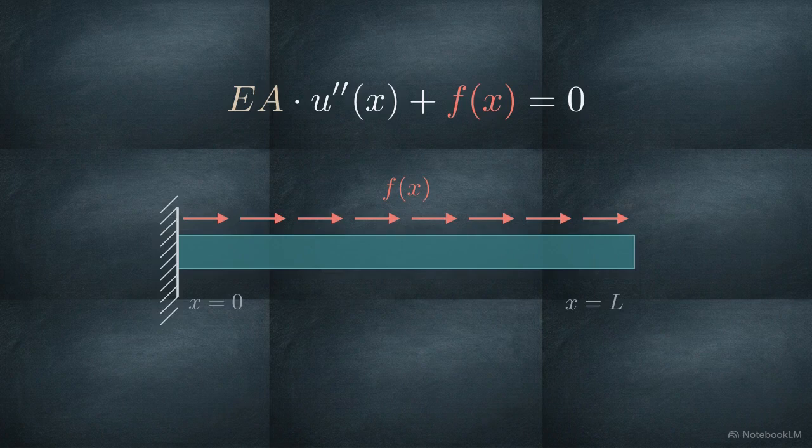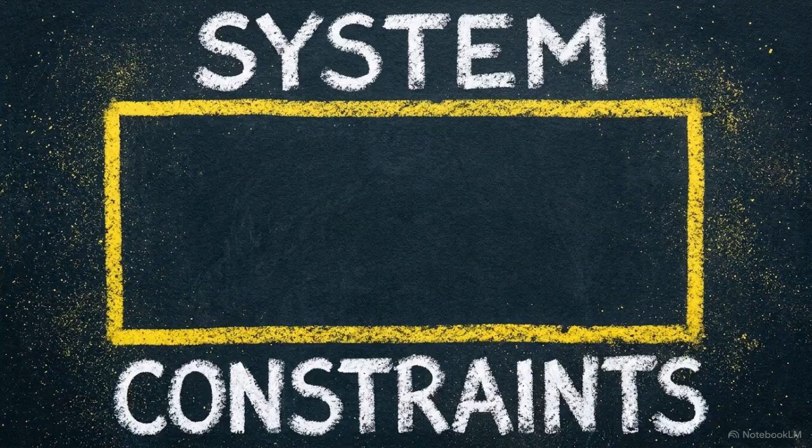Before we solve anything, we have to define the absolute limits. At the fixed wall, the physical constraint means the displacement, u, must be exactly 0. At the free end, there is no opposing force. Therefore, the strain and the mathematical slope of the function, u prime, must also be exactly 0. These boundary constraints form a rigid border. Any mathematical approximation we build must flawlessly respect these limits before we even consider evaluating the internal points.